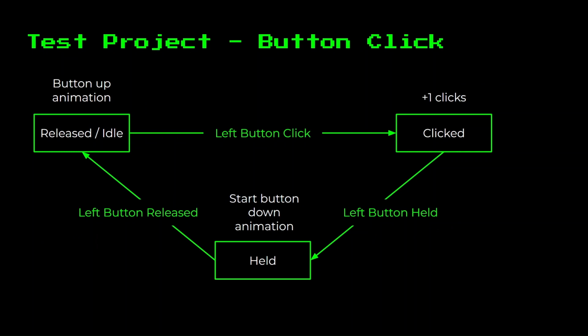Now on to our test project called Button Click. It's a game about a button. The button has 3 states: idle, clicked, and held. On idle, the button animation is up. When you click on the button, you add 1 click to your score count. And now you're in the state clicked. If that button is continued to be held, you go to the held state, and you start the button down animation, so you can visibly see when the button is pressed down. And once that button is released, you move back into the idle state.